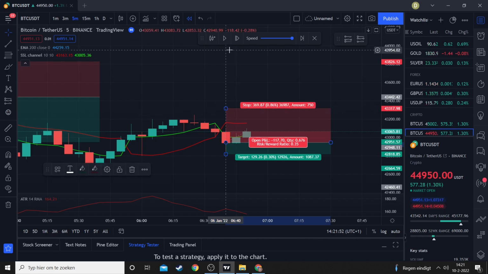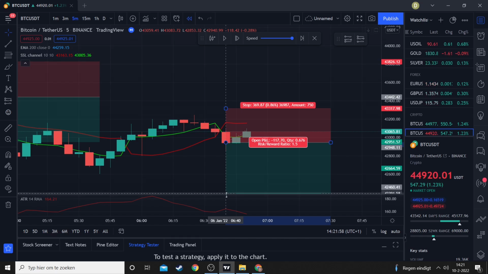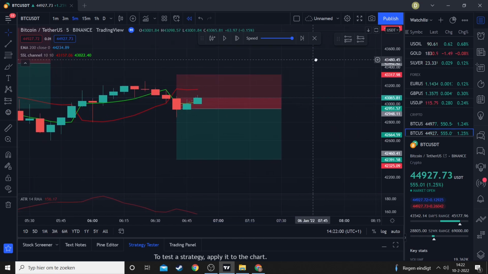It's real easy to get there, right? Alright, so now we add the risk reward of 1.5. So now let's see if we can hit this short.